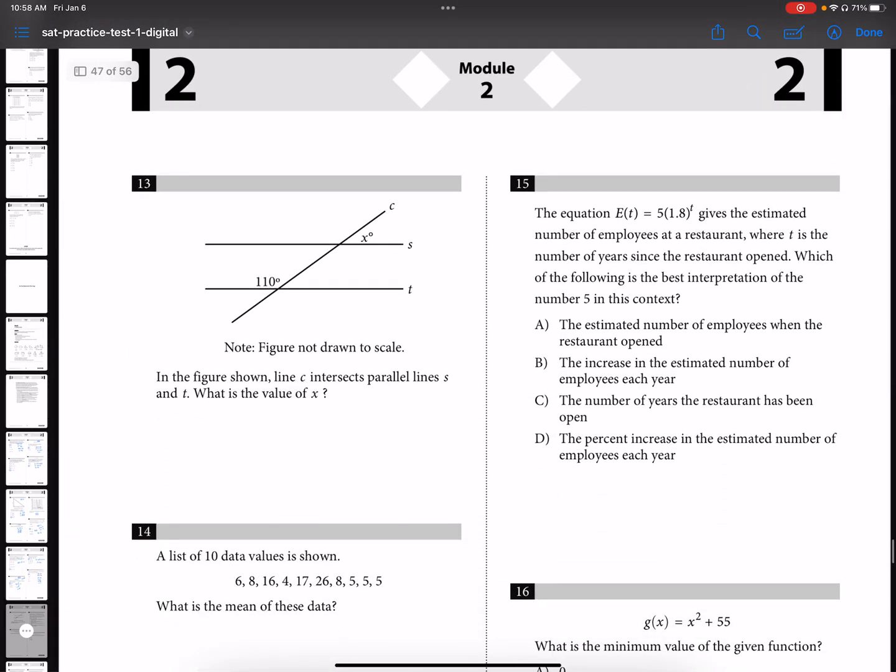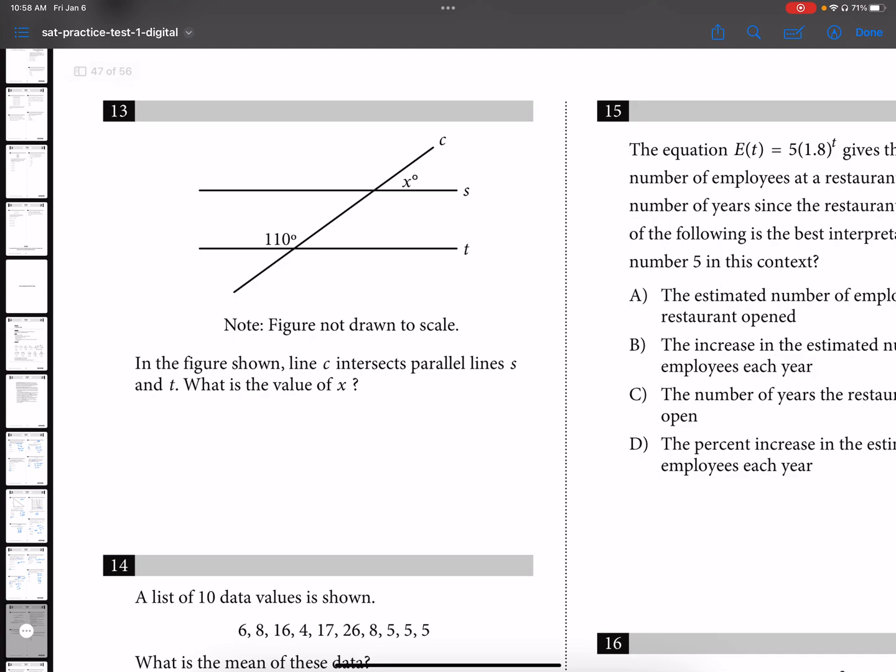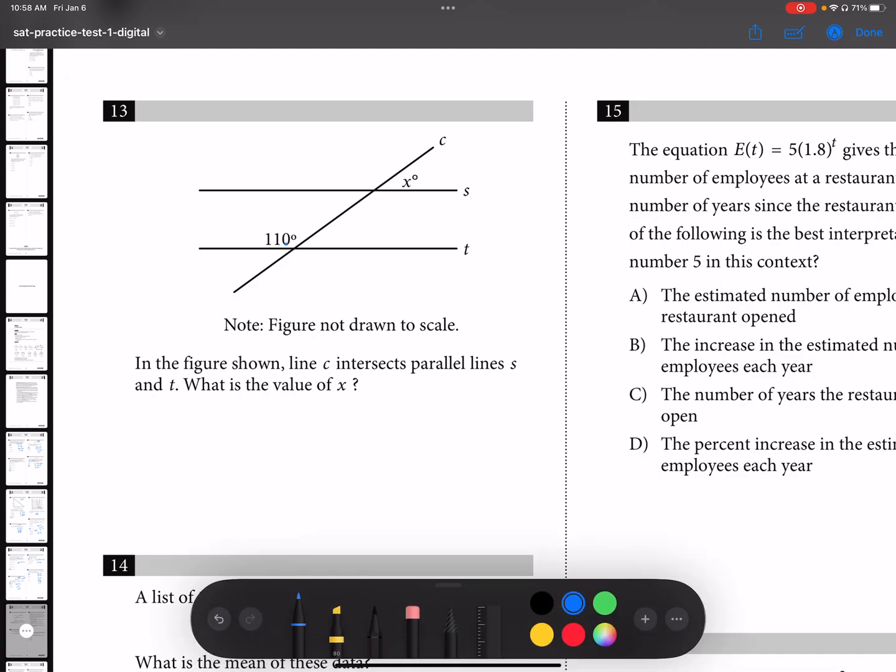Okay, number 13. In the figure shown, line C intersects parallel lines S and T. What is the value of x? So up here, we have 110 degrees for that angle, which means up here we also have 110 degrees. And since it's a straight angle on S, now to find x, we're going to do 180 degrees minus 110 degrees. That should give us 70 degrees, so our answer is 70.